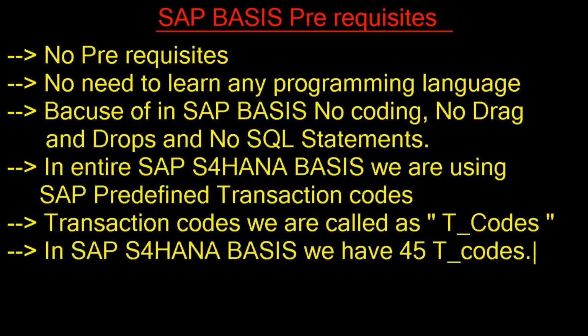SAP predefined transaction codes. So the transaction codes we are simply called T codes. In SAP basis, we have 45 T codes. We are not able to create new T codes, and we are not able to delete existing T codes in SAP.